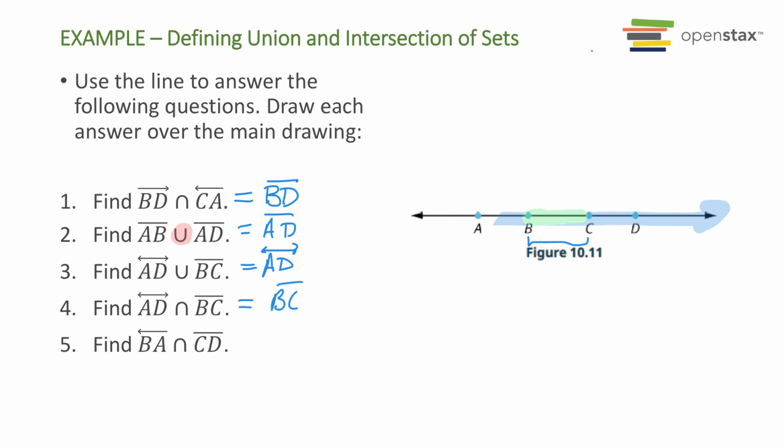And then finally, for this slide, what is ray BA? So starting at B, going in the direction of A, and CD, what is their intersection? Well, they don't intersect. So I would say does not exist, which we can shorthand as DNE. There is no intersection between these two. There's nowhere where they overlap.